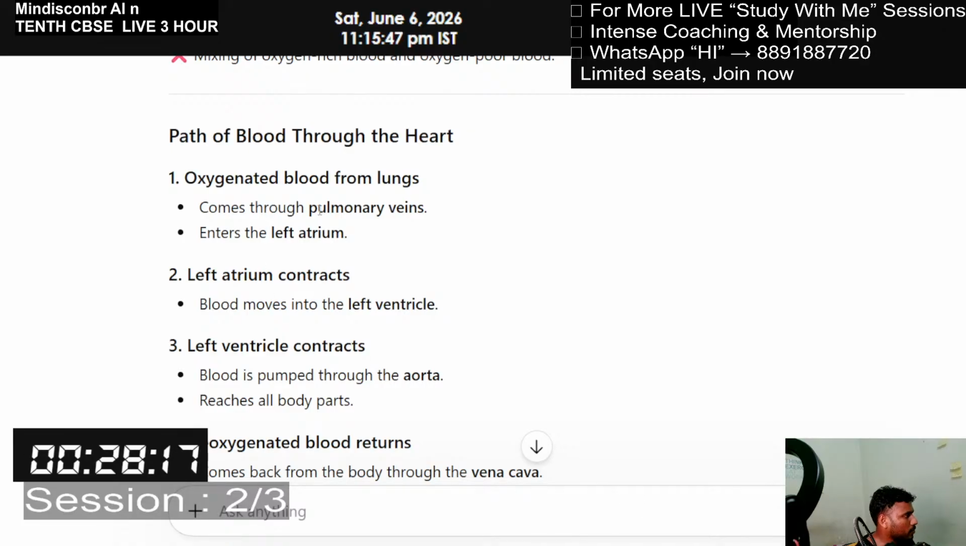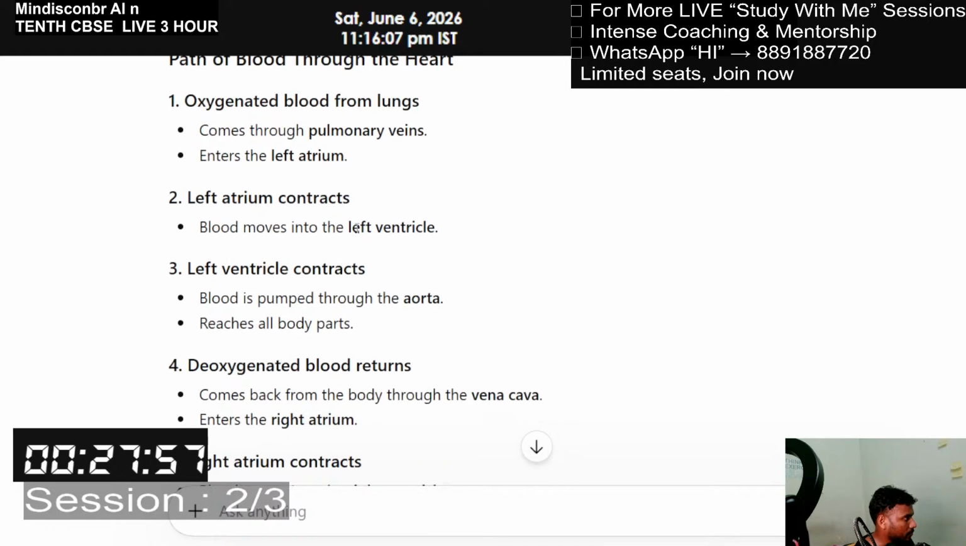Path of the blood flow through the heart. First, the oxygenated blood from lungs comes through the pulmonary veins and enters into the left atrium. Okay. Left atrium contracts, blood moves into the left ventricle. Left ventricle contracts, blood is pumped through the aorta.